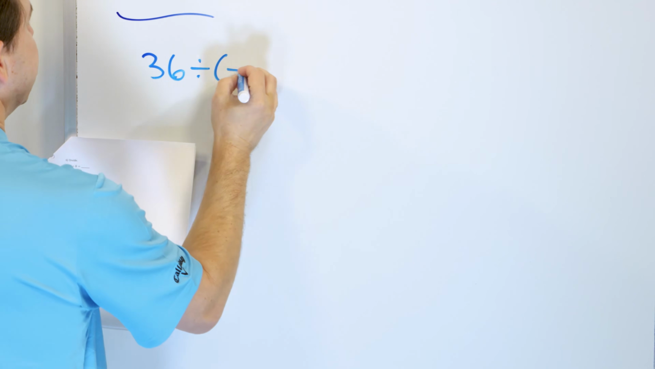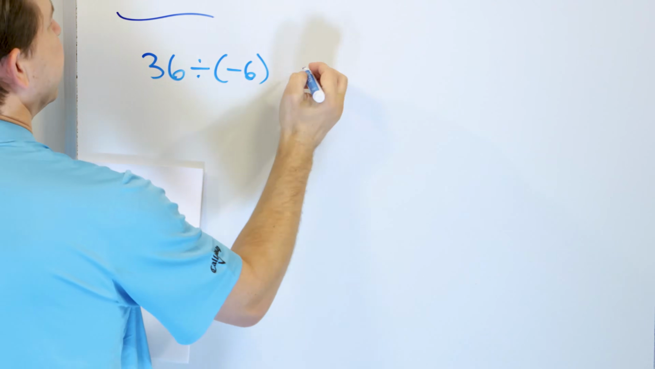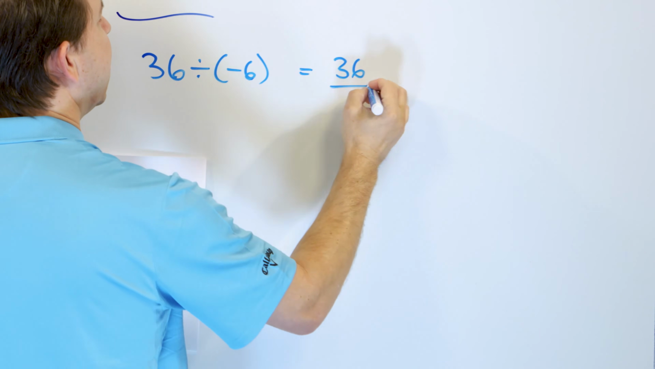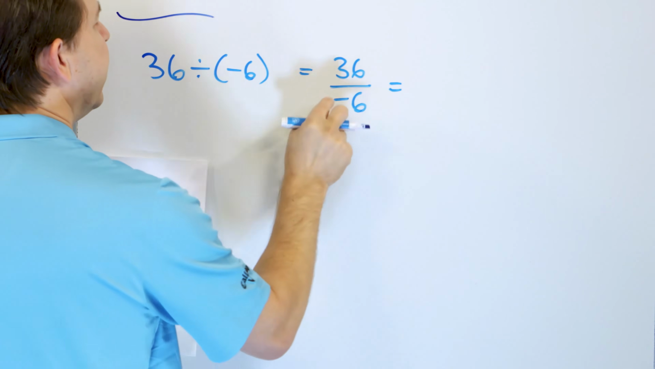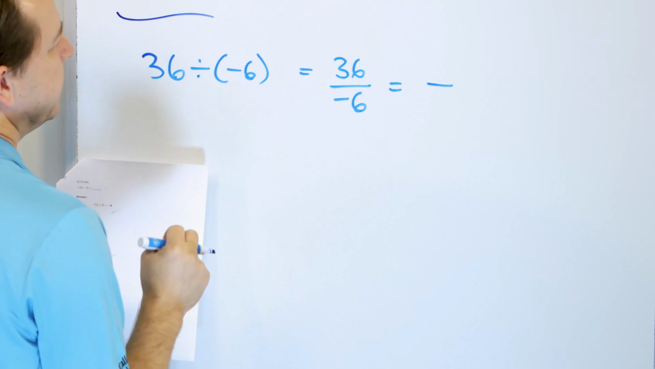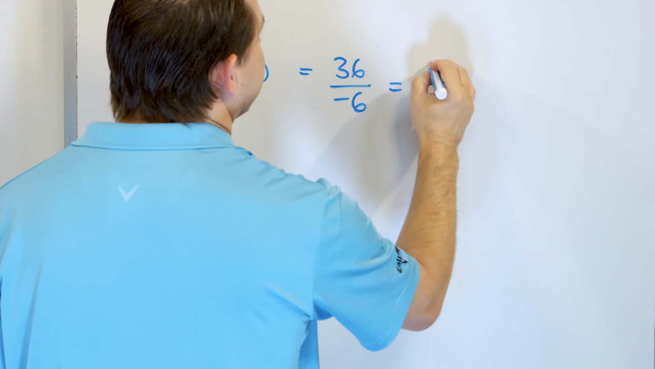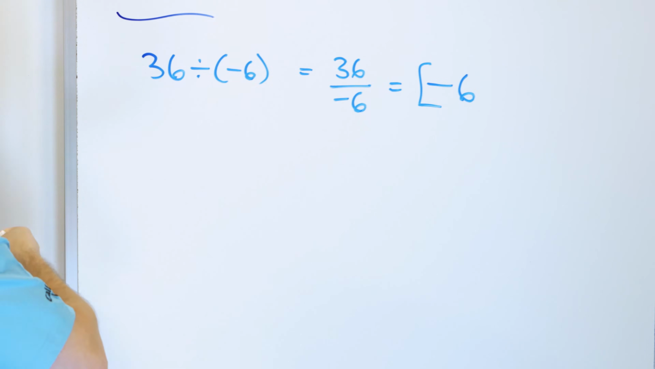All right, what about 36 divided by negative 6? Let's write this as a fraction. 36 divided by negative 6. The signs are different, so it has to be a negative sign. 36 divided by 6 is 6, so the final answer is actually negative 6.